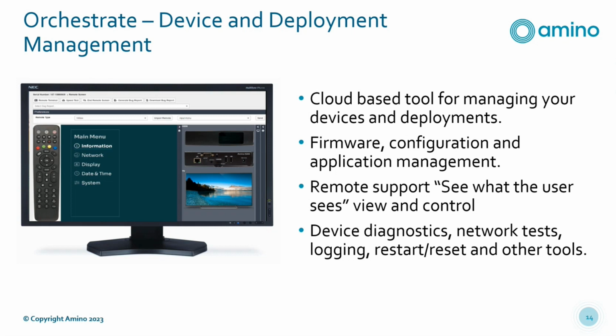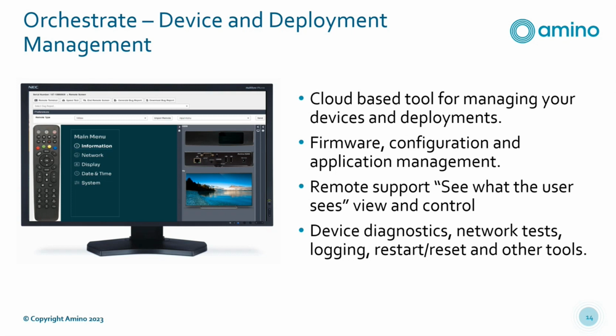You can do things like upgrading the firmware and the configuration and even your application. So we talked about using a USB stick to upgrade the firmware for offline deployments or private networks. All of that, and even the APK management or application management, can all be controlled through Orchestrate without having to use the USB stick. So all of that can be done over the internet now.